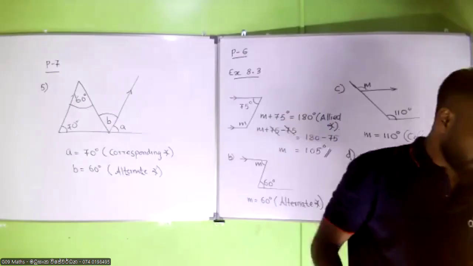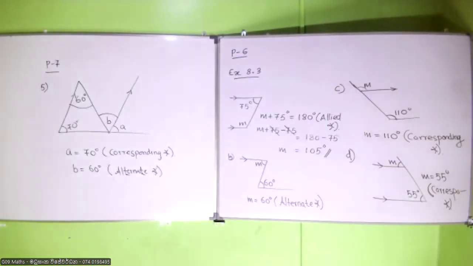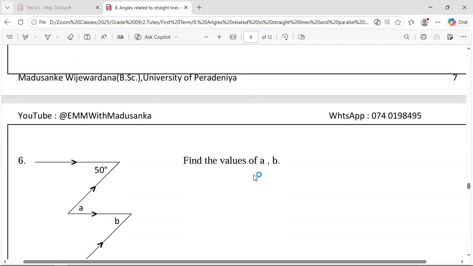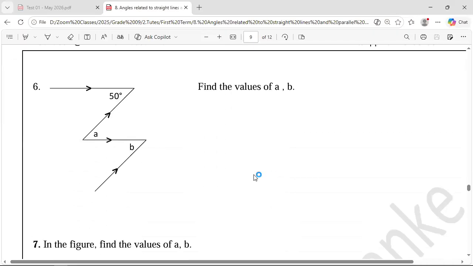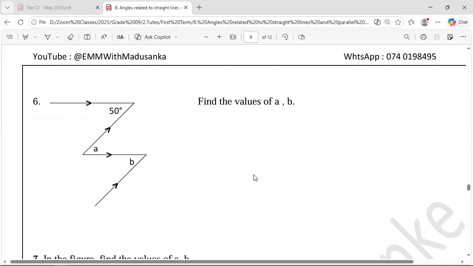Let's go for the sixth one. Do this. Find the values of A and B. I want to see who finishes first. Part easier.